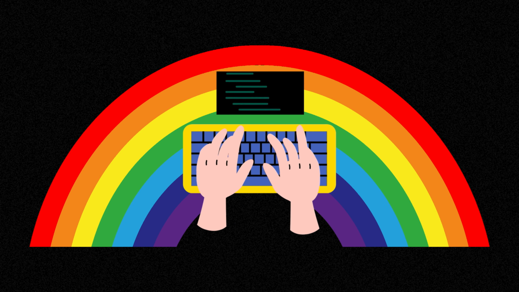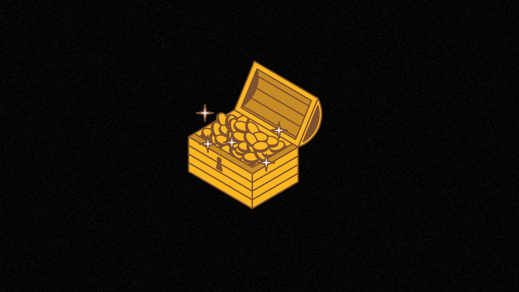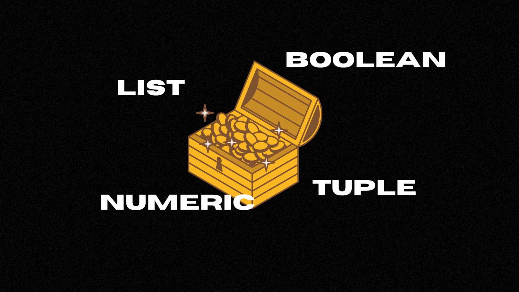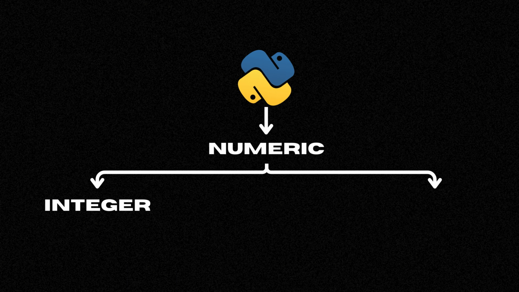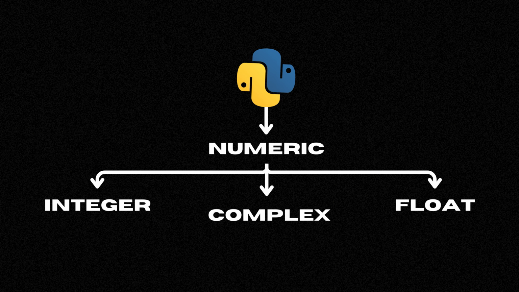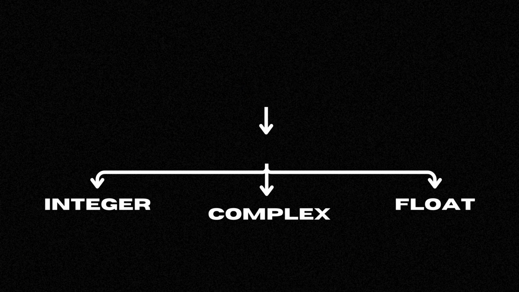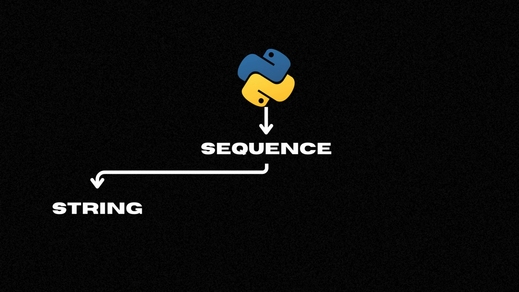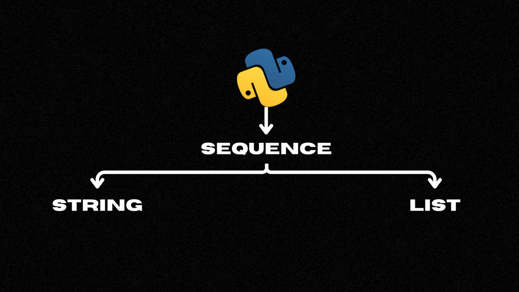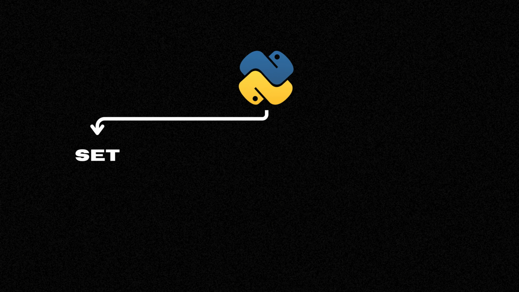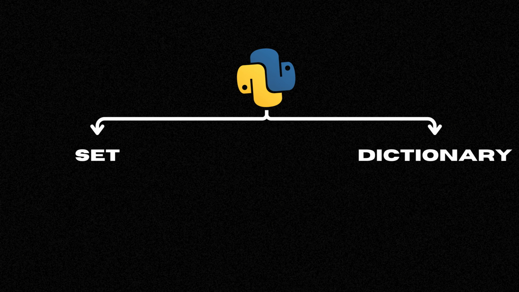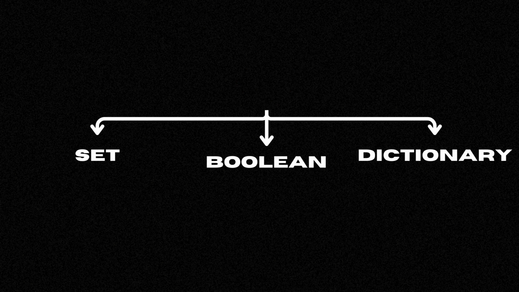Let's splash right in. The world of variables in Python is like a treasure chest of data types, each with its unique charm. We've got numeric types like integers for whole numbers, floats for decimal numbers, and complex numbers for those who love a bit of math magic. There are sequence types like strings for text, lists for changeable sequences, and tuples for unchangeable ones. Then there are sets, unique and unordered, dictionaries for key-value pairs, and booleans for the true or false values.